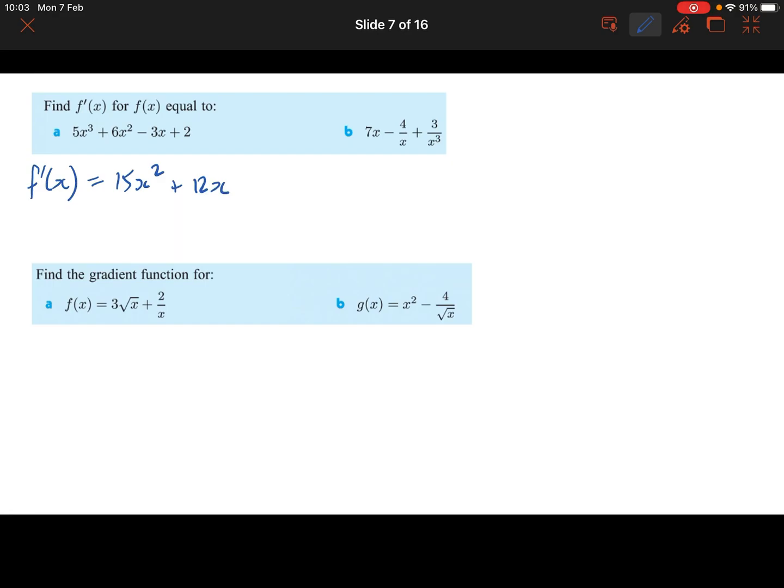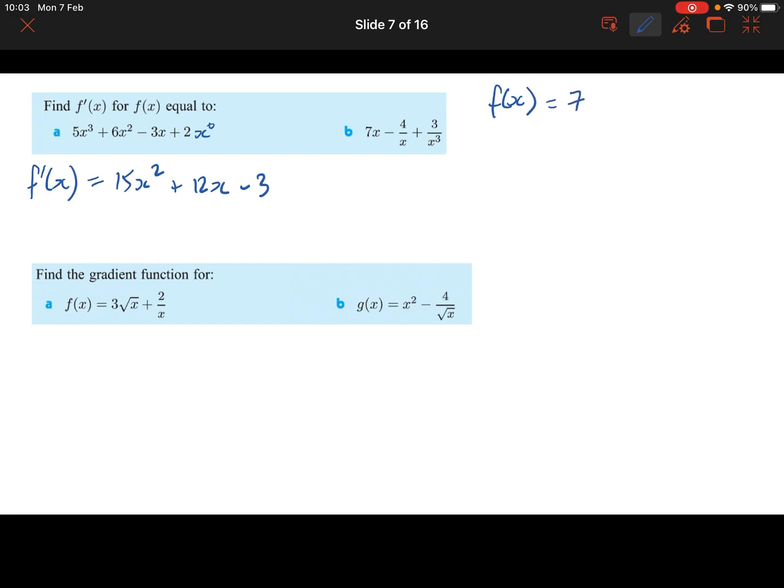Follow it through for when it's x to the power of 1, so it's going to become minus 3 because x to the power of 0 is 1. And a constant will disappear. If you think about it, it's x to the power of 0, the same thing. If I times anything by 0, it becomes 0. Okay? The second one, we've got a little bit of a problem. It's not in a format that we can use. We need to use rules of indices to be able to do it.